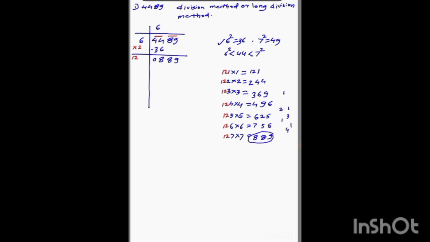If you come to 889, or you have to cross the number, that is given in some other video or some other problem. We will see. Now, 127 into 7 is 889, so you get 0. Why 6 should be multiplied by 2 is given in some other video.